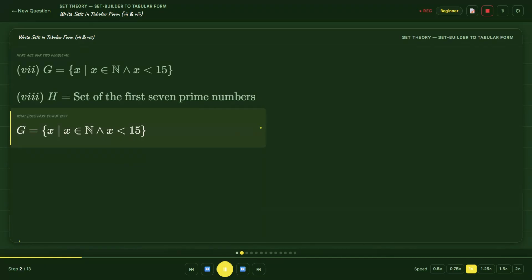Let's read this slowly. The little symbol that looks like an upside down V means AND. So we need numbers that are natural numbers and also less than 15.